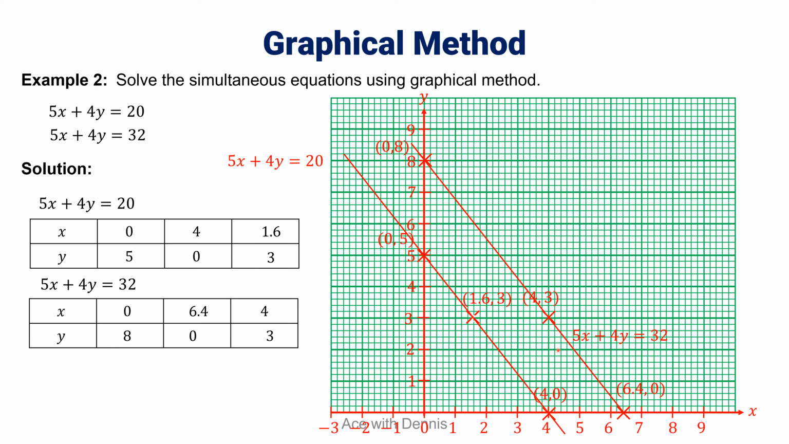As you can see from this graph, because we want to solve the simultaneous equations, we can see that both lines are parallel. They don't intersect at one point, which means that there is no solution for this case.